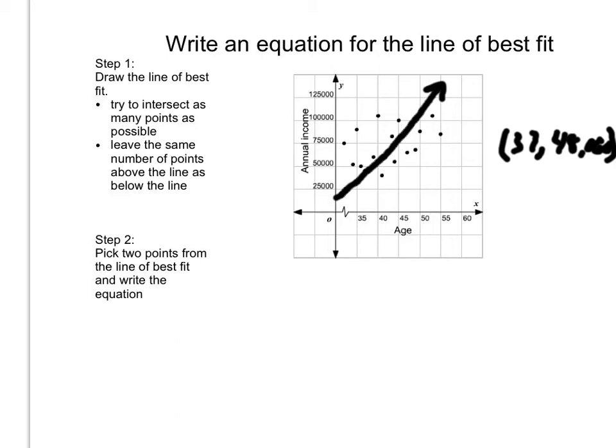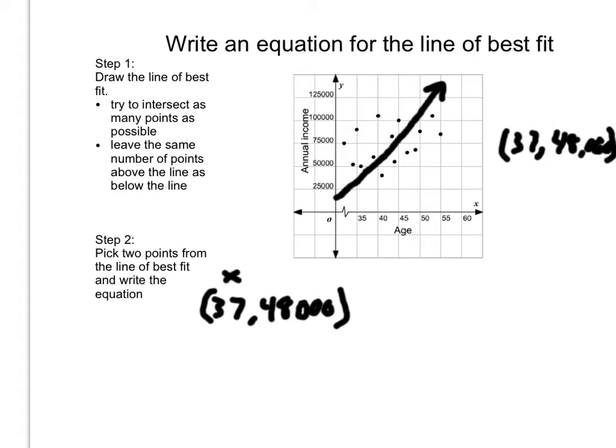Now step 2 says to pick 2 points from the line of best fit and write an equation. We learned how to write the equation of a line when we're given 2 points, so that's what we're going to use here. The very first thing I'm going to do is rewrite the first point that I already picked that was on the line, 37 and 48,000.